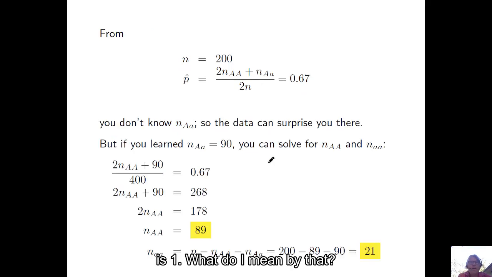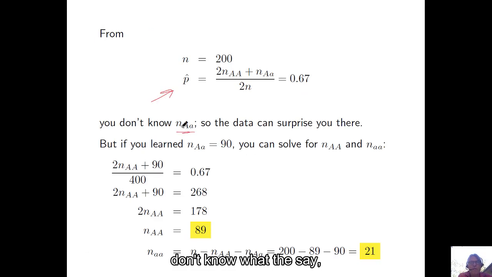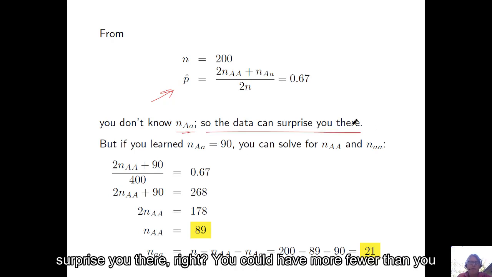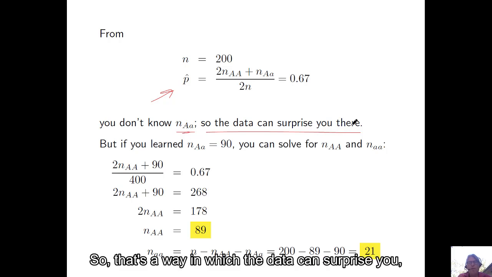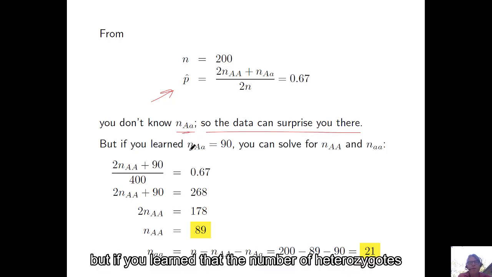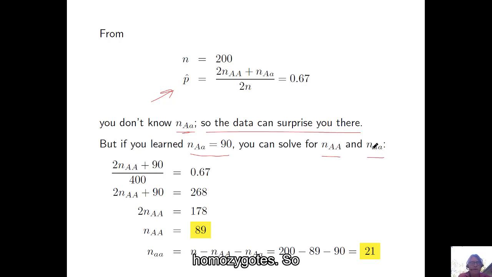What do I mean by that? If we have this background knowledge again and we don't know what, let's just say, the number of heterozygotes is, the data can surprise you there, right? You could have more or fewer than you expected. So that's a way in which the data can surprise you. But if you learned that the number of heterozygotes was 90, then you can actually solve for the number of big A homozygotes or little a homozygotes.